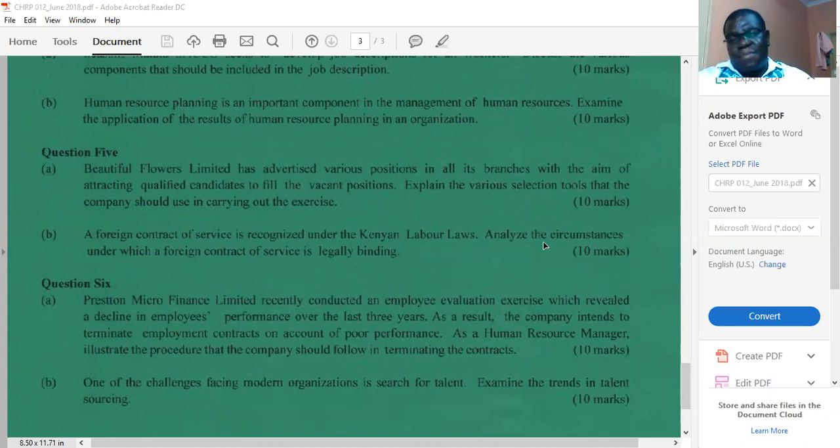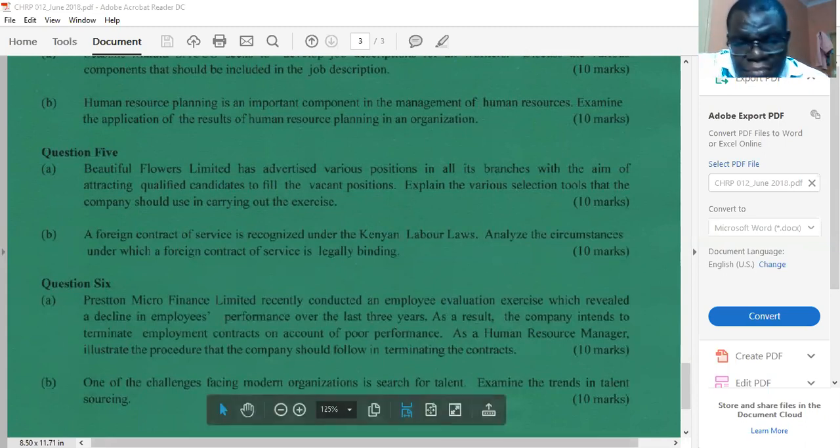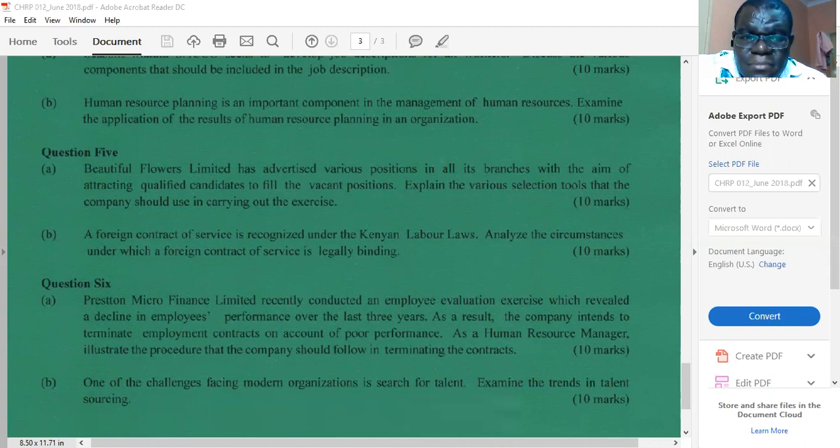Mercy? Maureen, procedure for terminating employment contract. There must be information put well together to justify this thing you're calling poor performance. How is it explained? What do you mean by poor performance? What explains poor performance?